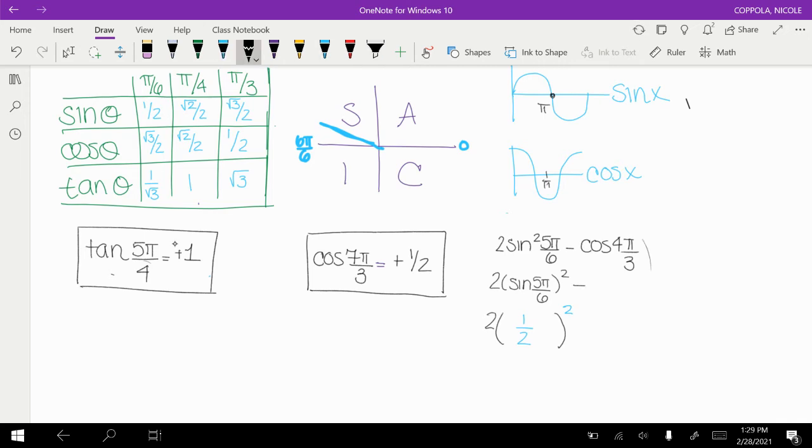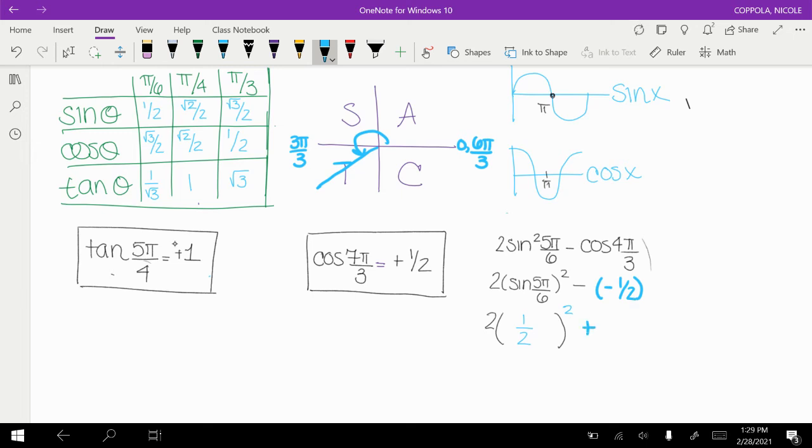Minus cosine of 4 pi over 3. So I am now counting in increments of pi over 3. So this is 0, 3 pi over 3, and then this would be 2 pi or 6 pi over 3. So 4 pi over 3 lands here. It is in quadrant 3 where cosine is negative. Tangent's the only thing positive in quadrant 3. Now I need the value. Cosine of pi over 3 is, oh, 1/2.